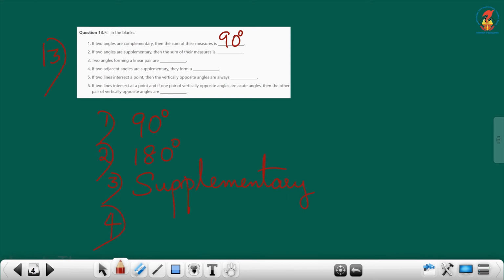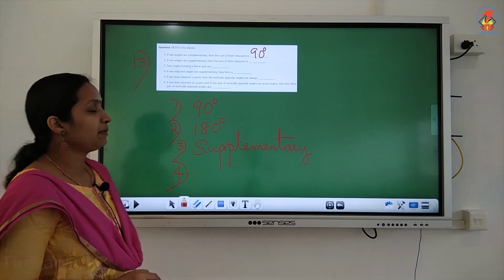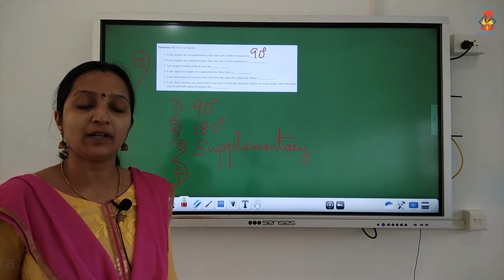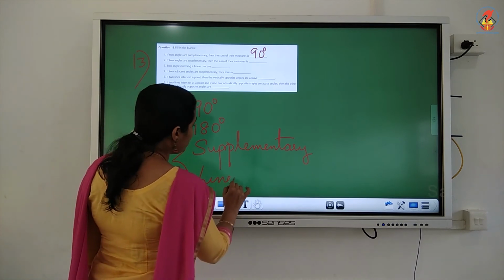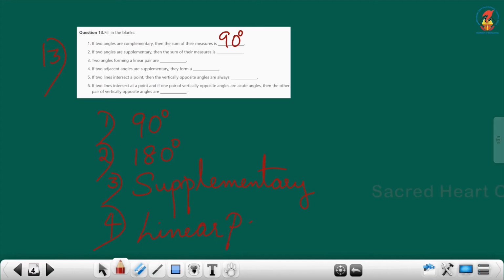Now what is the fourth question? If two adjacent angles are supplementary, what is the name of the pair of angles? They form a linear pair. Okay.